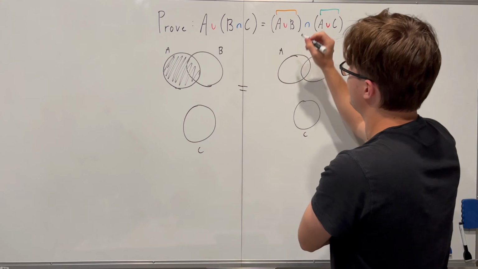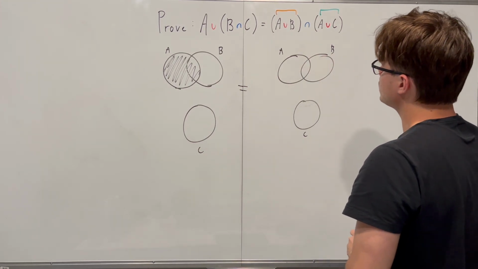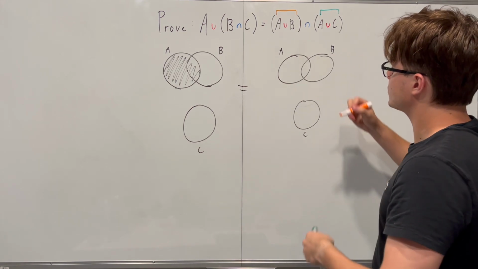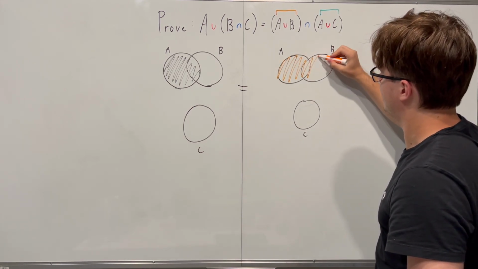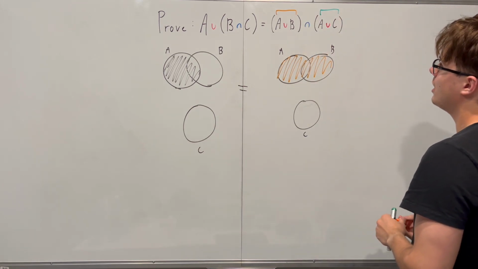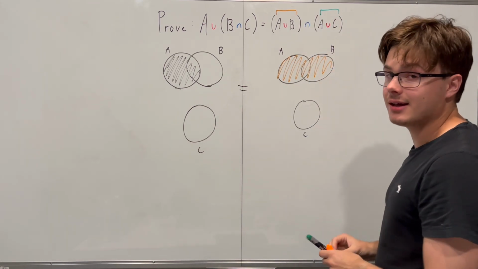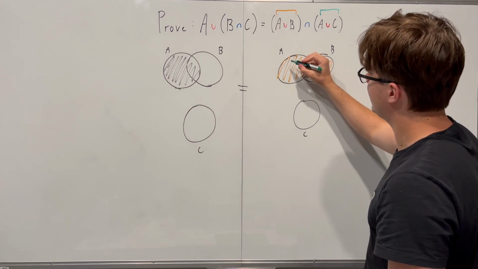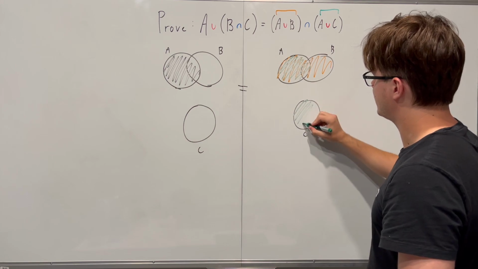Is that going to be the same if we take the right-hand side? Well, let's give it a shot. First, we want to take A union B. Well, that's going to be the entire area between A and B. It's going to be everything here. That's our orange. Then we want to take A union C. So that's going to be everything in A and everything in C. So we're going to end up highlighting all of A and then all of C.